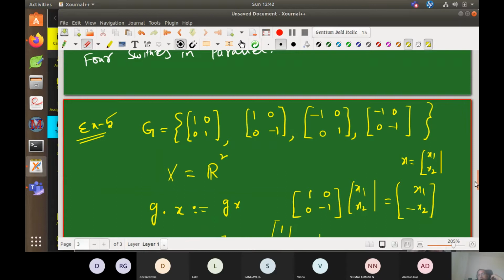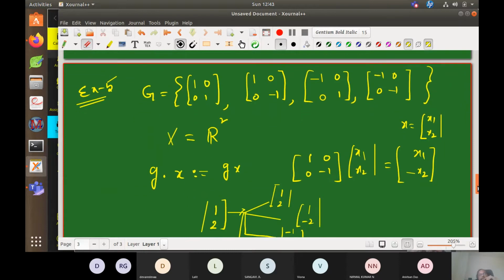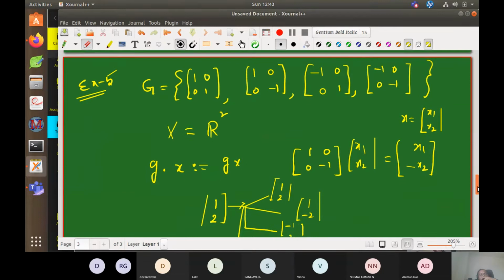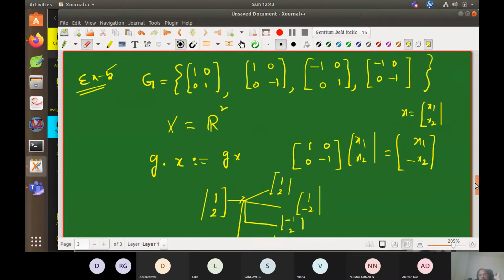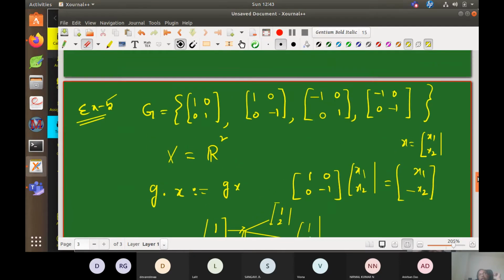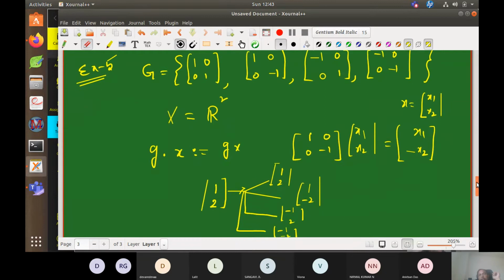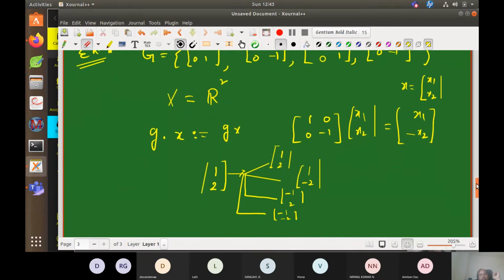Is there any point in R^2 which is fixed by this group G? Only the origin. Is there any other element? The origin is fixed anyhow. If we take any other element, then at least one of the group elements will change it to some other element. So that may be useful later. Though it looks like a simple example, it is useful.